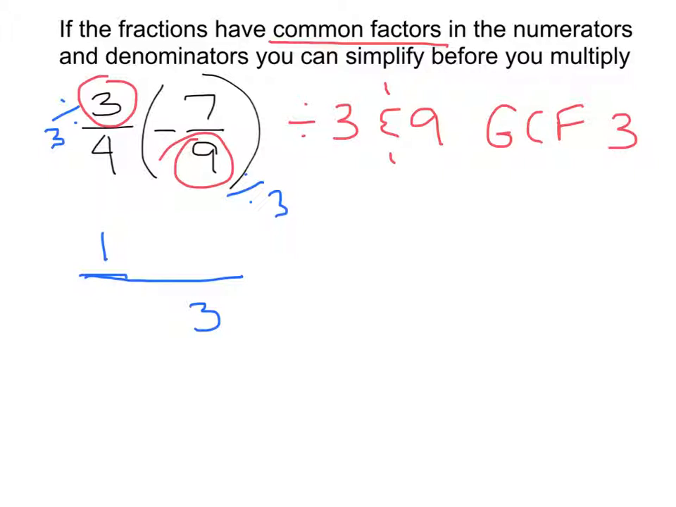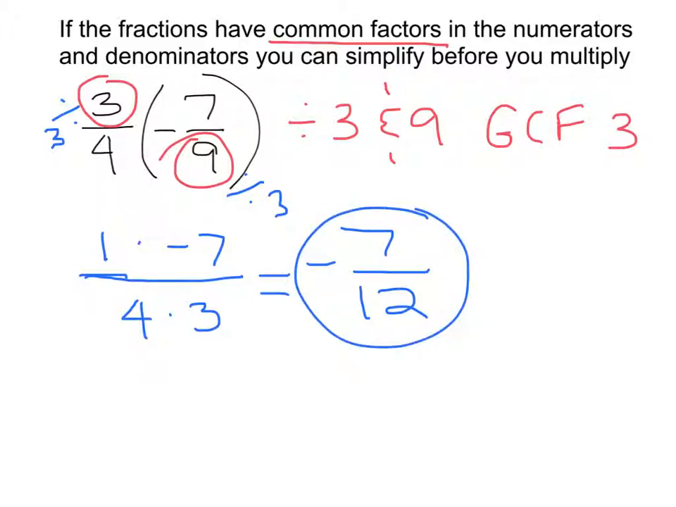Now we just replace everything that was left. So we had the times the -7, and then on the bottom we have the 4 times the 3. So now we multiply through, and we have 1 times -7, which is -7, and then you have 4 times 3, which is 12. If there is a negative in the numerator, like in this example, in your final answer you just put the negative out front of your answer.